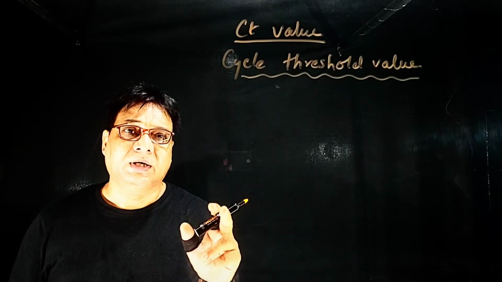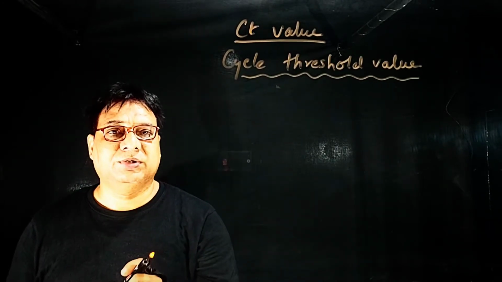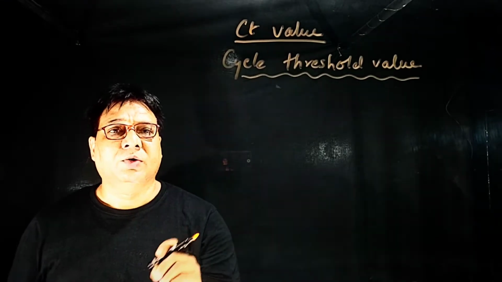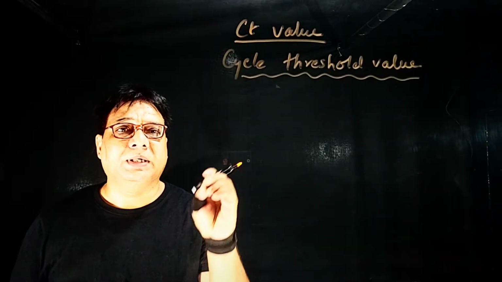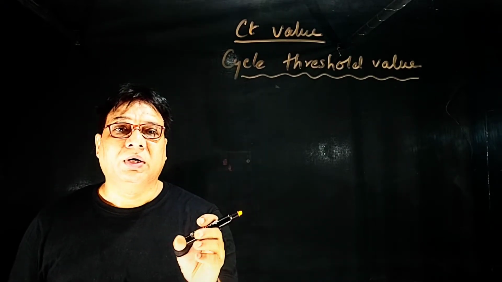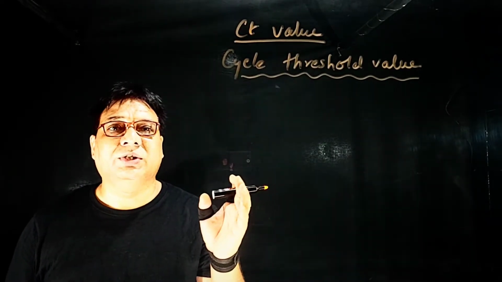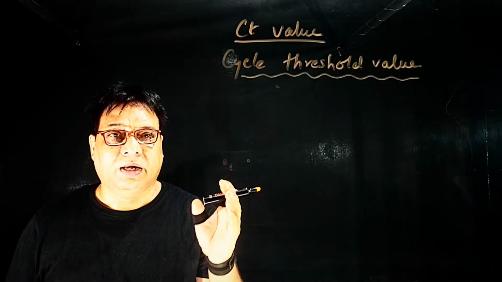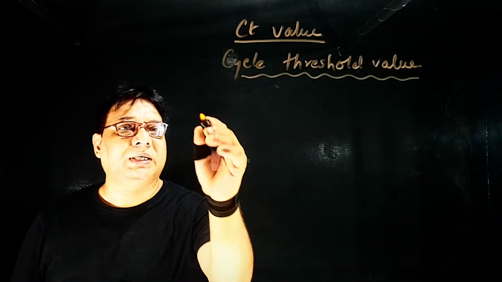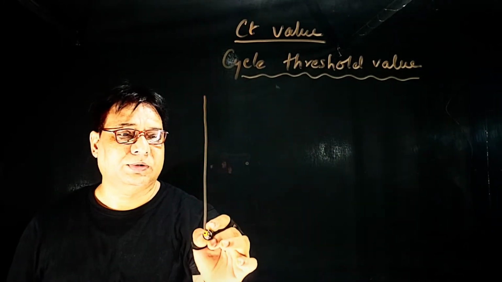And it depends on the amount of starting material, I mean how much RNA or DNA your sample contains when you start the PCR process. If it is more, then you quickly reach the CT value. And if it is less, then your CT value will be higher. So basically it is like this.